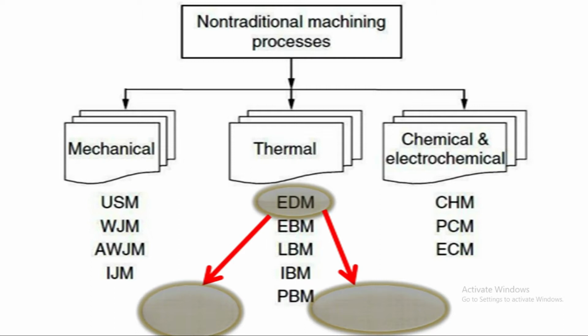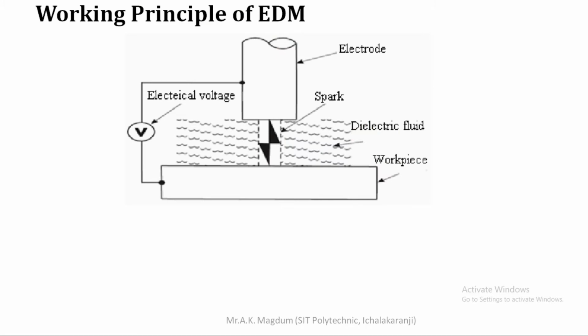Basically, the EDM process is classified into two groups. First of all, die sink EDM. Another one is wire cut EDM. These two types of EDM processes are both included in our syllabus, and we can discuss them one by one. First of all, the working principle of EDM or die sink EDM. Generally, we use the word EDM process, but the technical term is die sink EDM process.